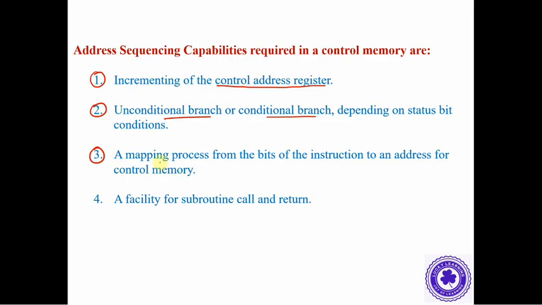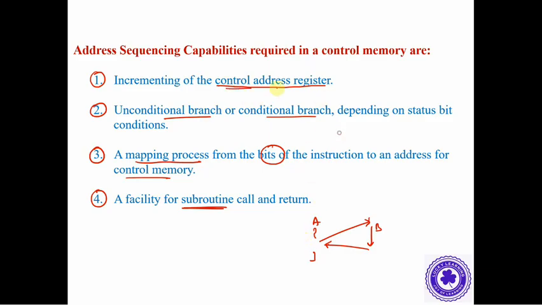The third possibility is the mapping process. What is the mapping process? Mapping the opcode bits of the instruction to the address in the control memory. And the fourth is a facility for a subroutine call. It means one microprogram is calling another microprogram. Suppose microprogram A is calling microprogram B, it has to execute the microprogram for B and come back. This is called a subroutine call. So in the sequence, we have four possibilities.